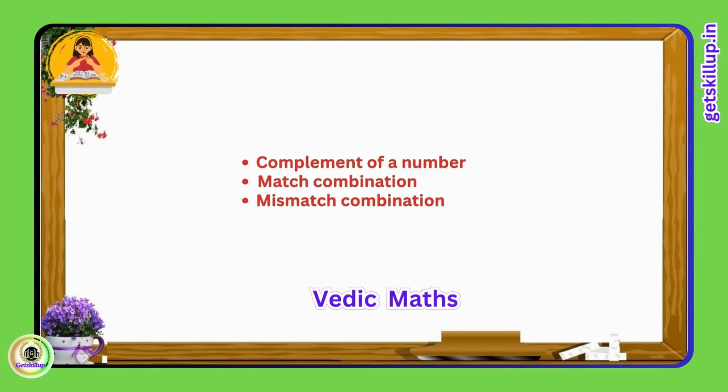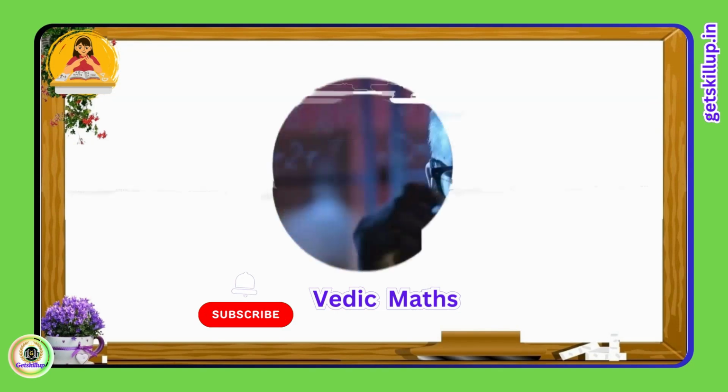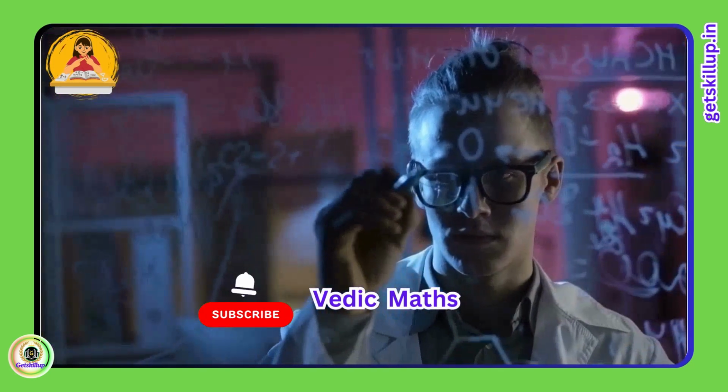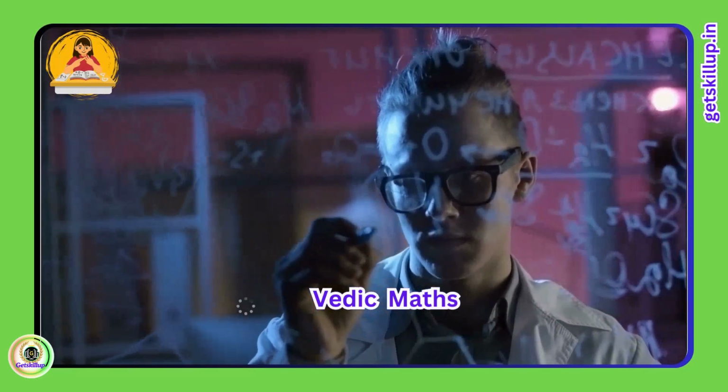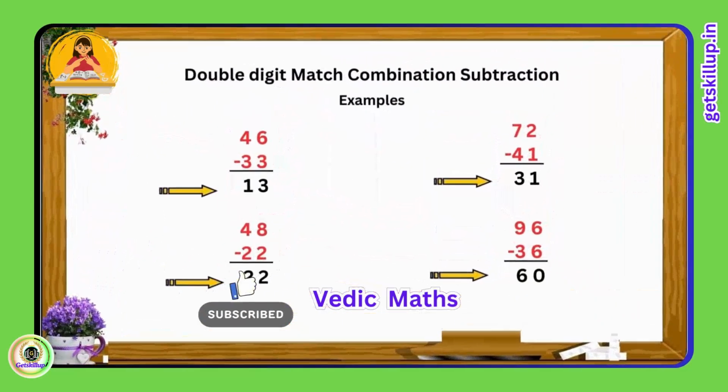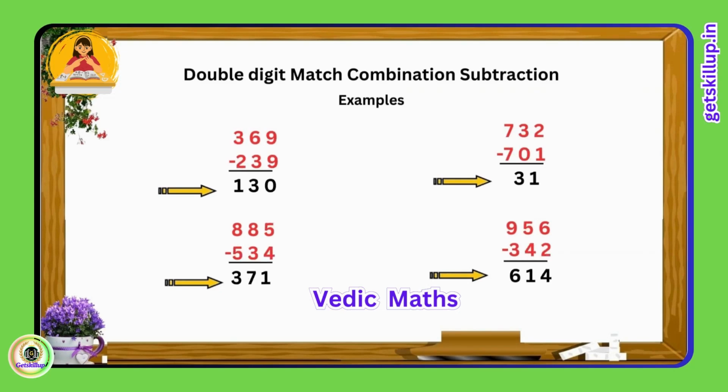These three basics are essential for subtraction. To understand the concept of everything in Vedic maths, it's important to follow in order. Follow in order to understand easily and gain more knowledge. Let us check some examples of match combination subtraction. These are all natural subtractions that we can subtract easily.